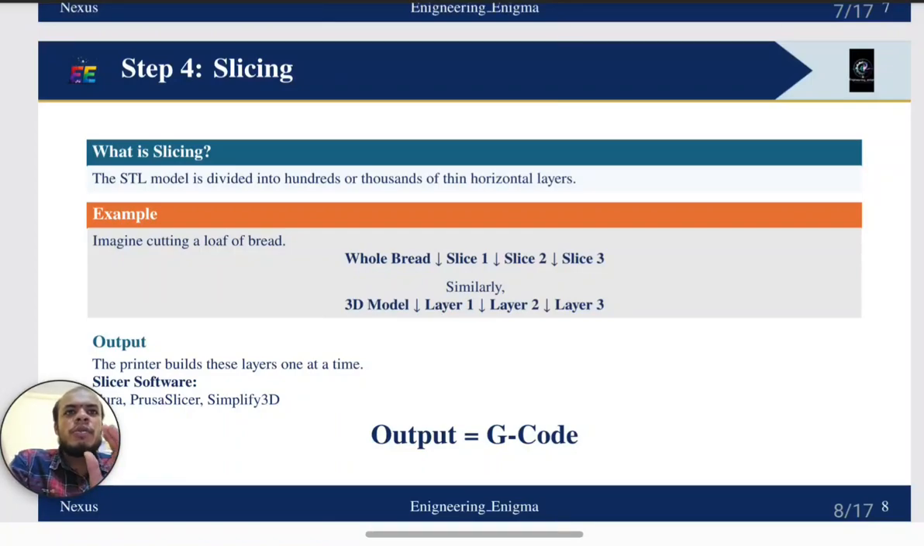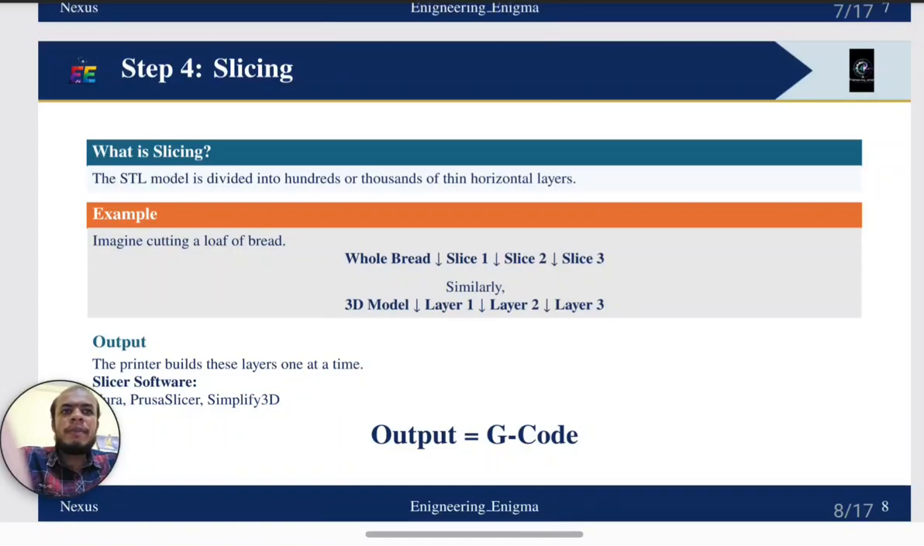So this is one of the most important steps. The STL model is now converted into thousands of thin layers. This process is called slicing. Imagine a loaf of bread. If you cut it, what do you get? Slices, right? If you cut the bread, you will get slices. Similarly, a 3D model is divided into layers.